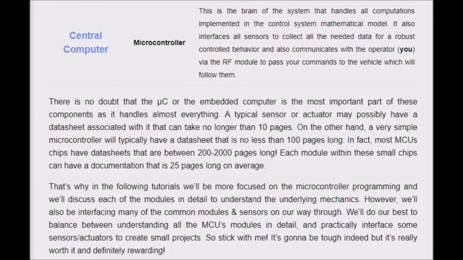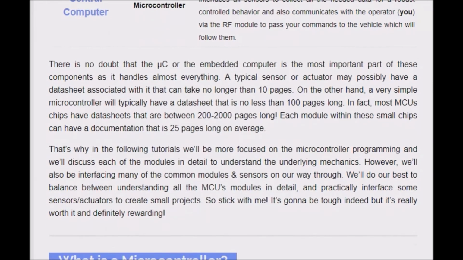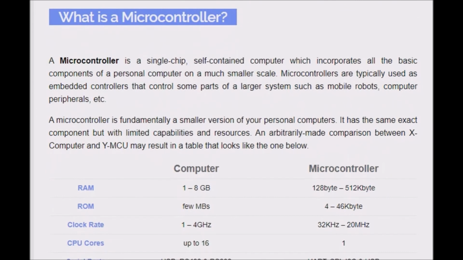However, we'll also be interfacing many of the common modules and sensors on our way through. We'll do our best to balance between understanding all the MCU's modules in detail and practically interfacing some sensors and actuators to create small projects. So stick with me, it's going to be tough indeed, but it's really worth it and definitely rewarding.